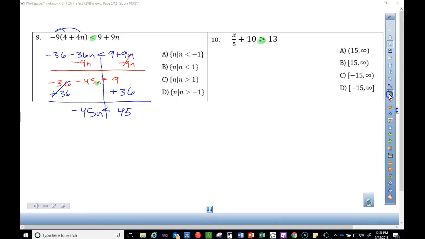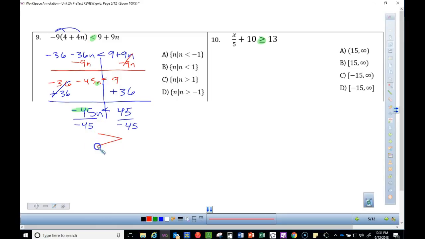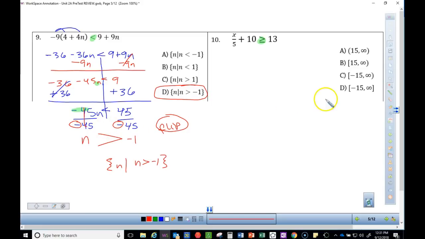Now, the thing we have to watch out for is we're about to divide by a negative. If we divide both sides by a negative on the last step, we have to flip. The reason we have to flip is because we divided both sides by a negative. So this is gone, and we get n is greater than negative 1. 45 divided by negative 45 is negative 1. So the set of all n where n is greater than negative 1 would give us this one. Watch out for that dividing by a negative rule.